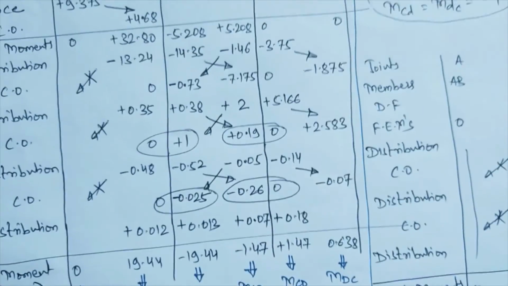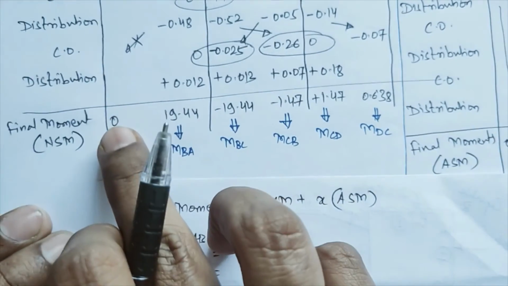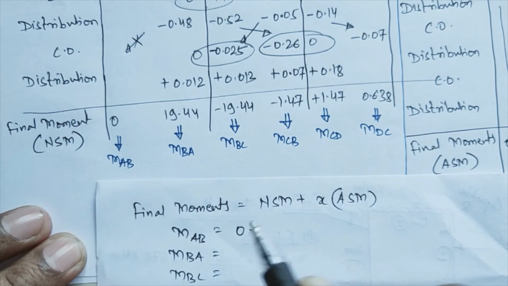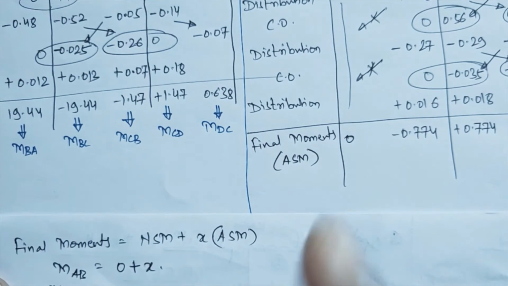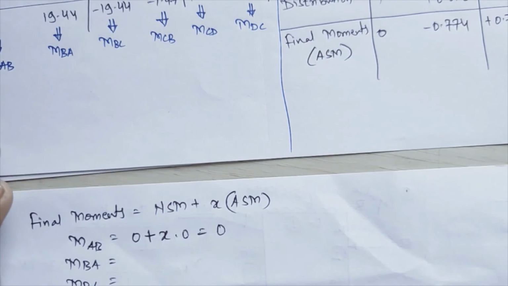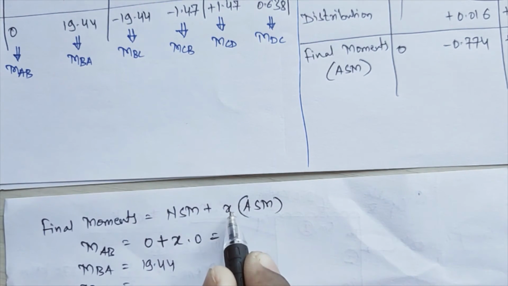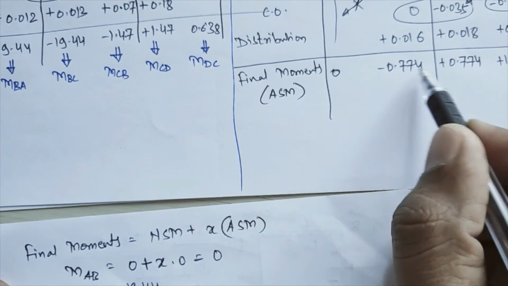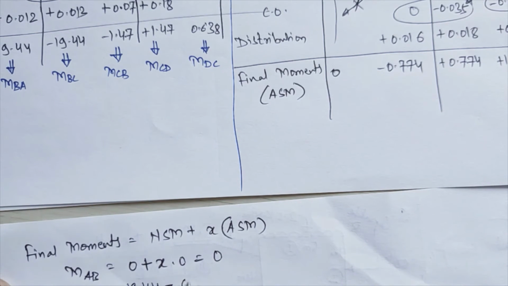Okay. So non-sway moments will be from the table which you calculated in the non-sway analysis. So for MAB I am getting equal to 0 plus x times the assumed sway moment. So x into assumed sway moment from table number 2 I am getting as 0, right? So for AB directly the moment I am getting here equal to 0. Okay. Next for BA the non-sway moment I am getting as 19.44 here, right? Plus x times the assumed sway moment, but here the assumed sway moment is how much? 0.774, but that is negative, so I get this relation as minus 0.774 of x over there.